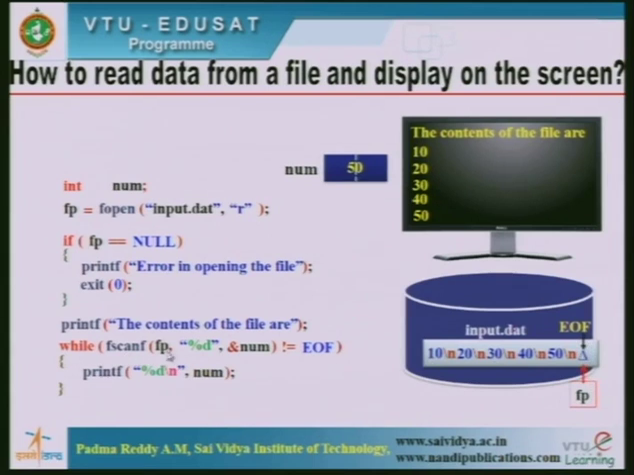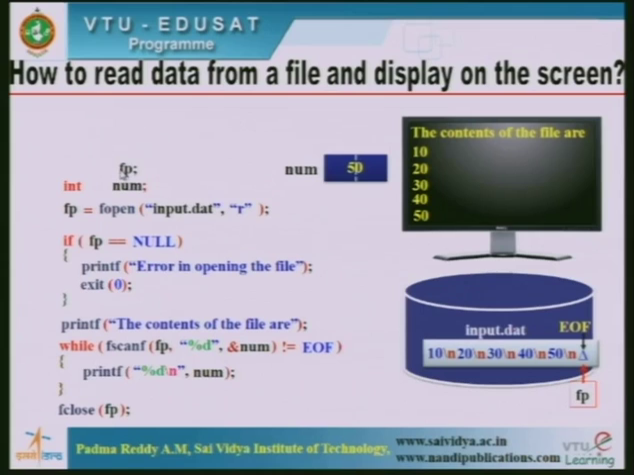If we try to read now, what does the function fscanf return? -1. So end of file is there, what is the value of end of file? -1. This is also -1. -1 is equal to -1. So control comes out of the while loop. And let us close the file using the file pointer.